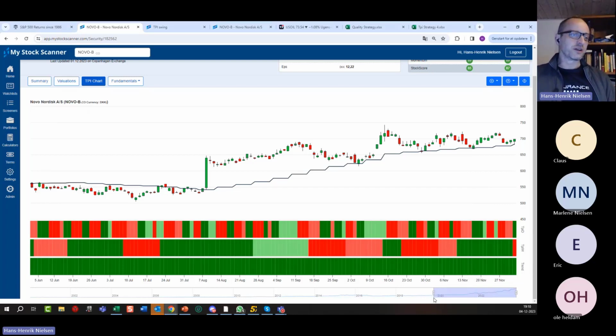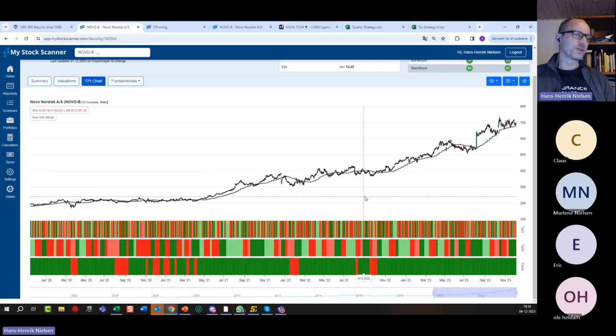If we are looking back in time, we can see now Novo Nordisk is a bit of a bad example, you could say, because they're just moving up all the time. There are short periods where we are having the red here.